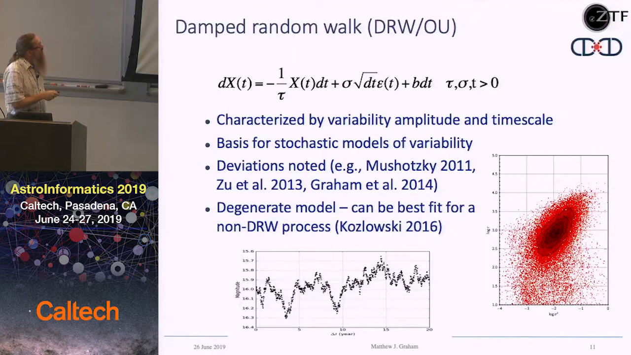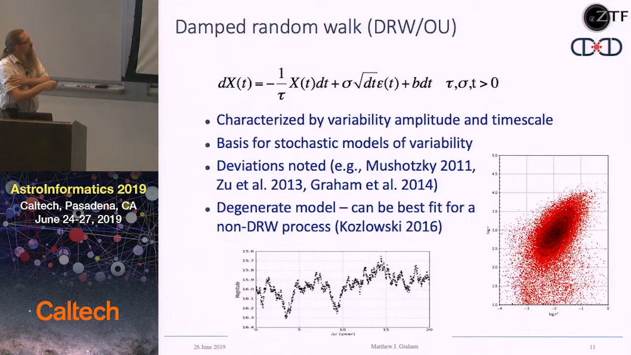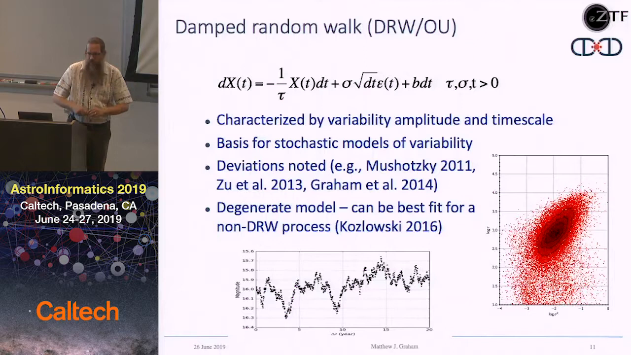And if you plot one against the other, for a load of astrophysical sources, you'll find that quasars occupy a particular region, and you can use that as a method of identifying AGN through variability. But it's the basis for all the stochastic models of variability that we see with quasars. People have noted deviations from this model. It's a statistical model. People have tried to understand if there's a physical connection.